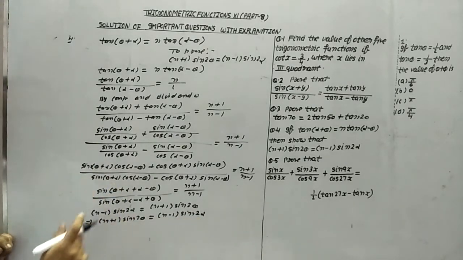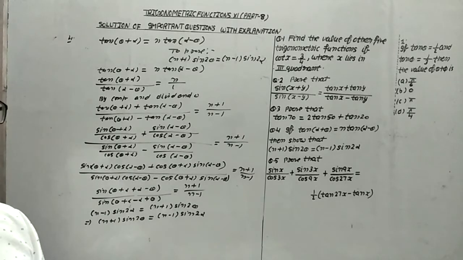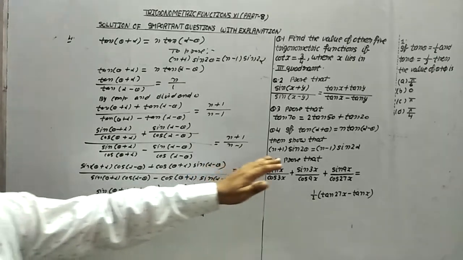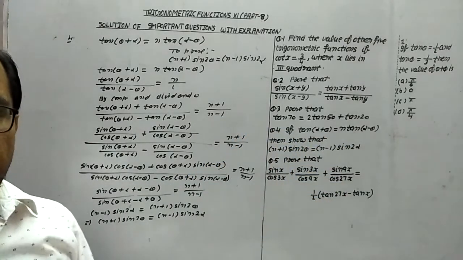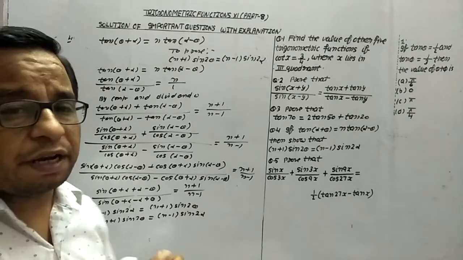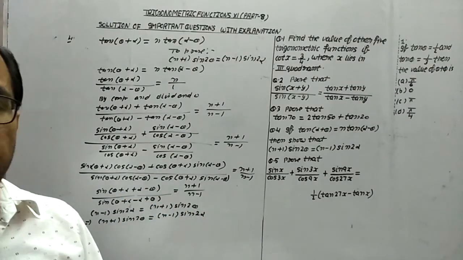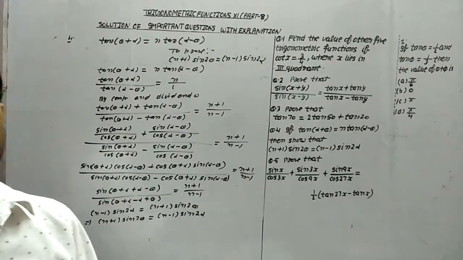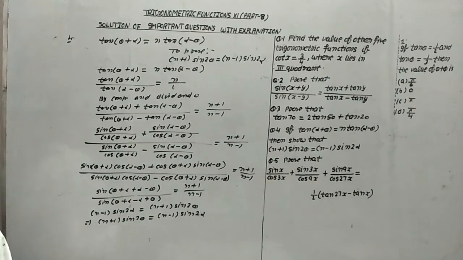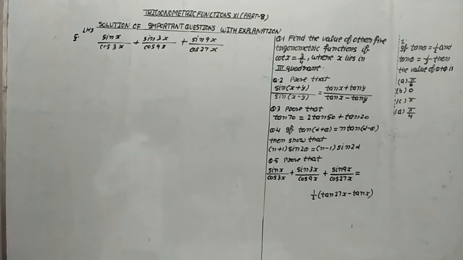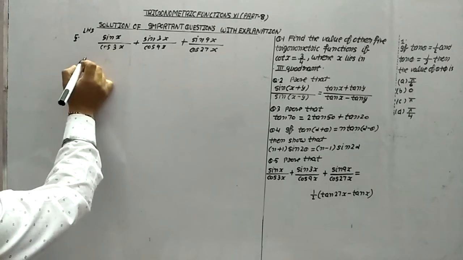So this explanation is very important, because on the basis of this we can do so many questions. And the technique is this: if in a proof we want n plus 1 and n minus 1, one term with addition and subtraction, then most probably we have to apply componendo and dividendo. Now let's start with question number 5, which is a very important question. In this question we have this left hand side and we have to prove this right hand side.